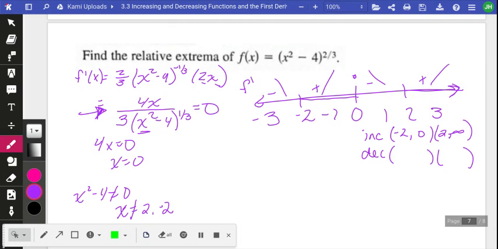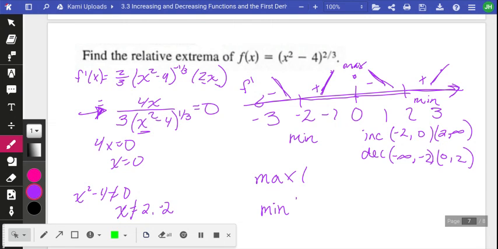It is decreasing from here to here. So -infinity to -2. And it is also decreasing between 0 and 2. What that does is helps me with max and min. If it is going down and then going up, you have a min. If it is going up and then going down, you have a max. If it is going down and then going up, you have a min. So these are relative, so you can have more than one. So we have a maximum at a certain place, and we have a minimum at another place.